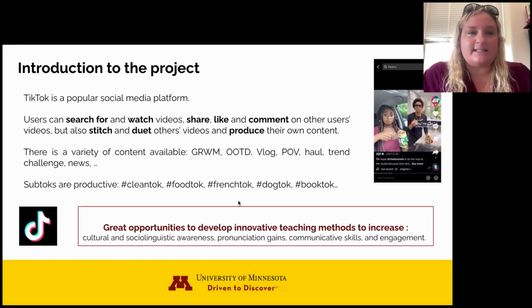instructors really choose TikToks that will help students gain cultural awareness, gain sociolinguistic awareness in terms of different accents represented in the French-speaking world, make pronunciation gains themselves by being exposed to authentic language, in particular, authentic vernacular language. So language as it's used to be spoken and not necessarily in its stilted written form, but then also the development of communicative skills and their levels of engagement.